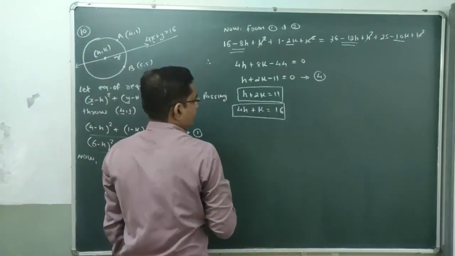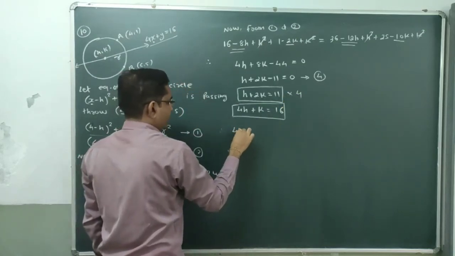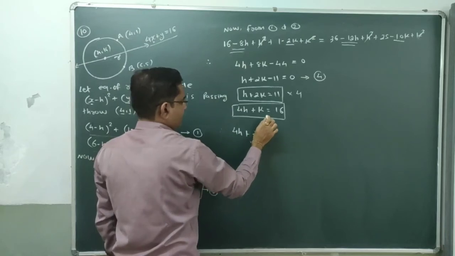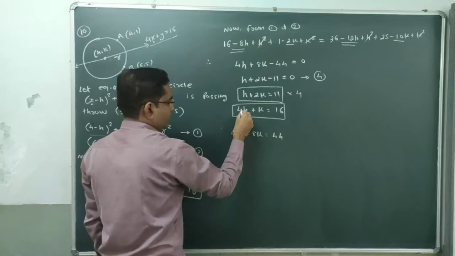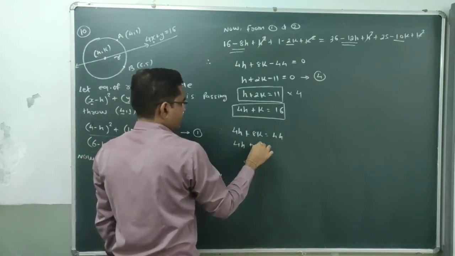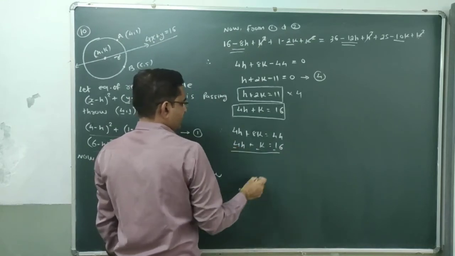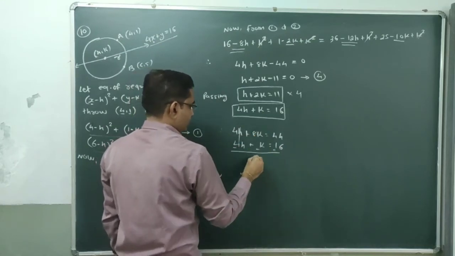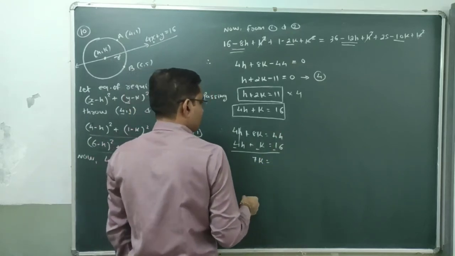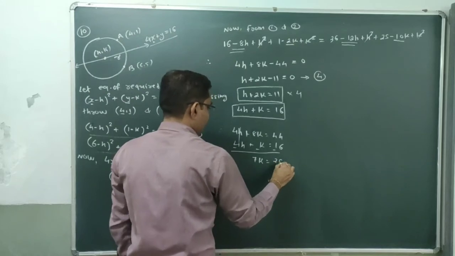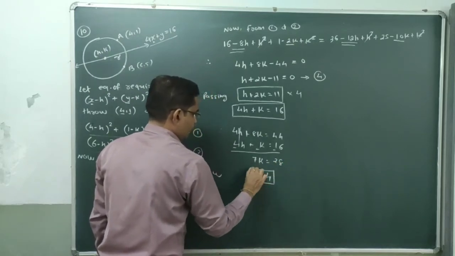So for the solution we will multiply this equation by 4. Therefore this one is 4h plus 8k equal to 44, and this one is 4h plus k equal to 16. Change the sign, minus minus minus, 4h will be cut, it's 7k, and this will be 44 minus 16, which is 28. k is equal to 28 by 7, k equal to 4.